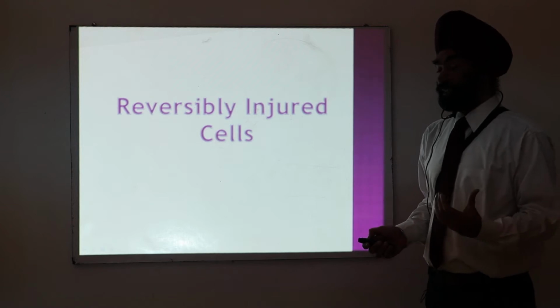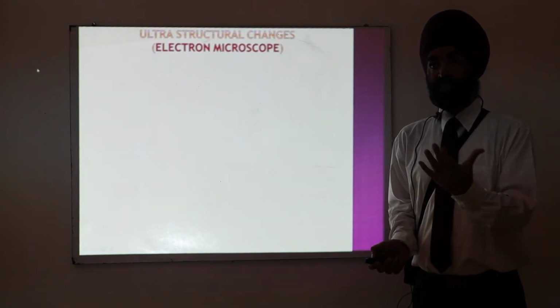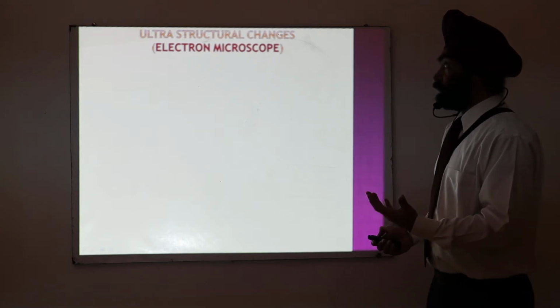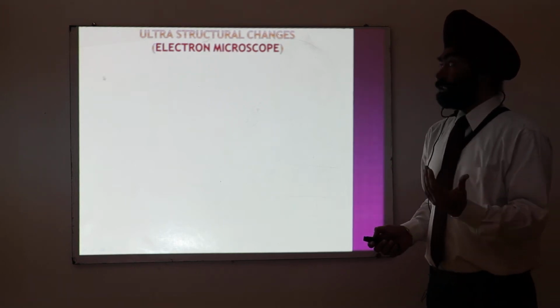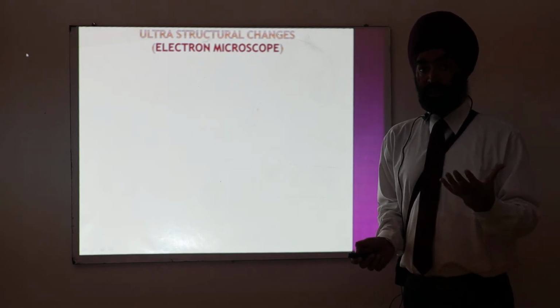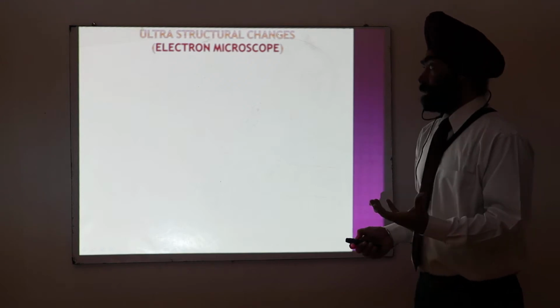First, the reversibly injured cell. What are the morphological changes? Morphological means the structural changes that you can see under the microscope. First of all, I am discussing the ultrastructural changes. Ultrastructural changes mean the changes you see when you look at a cell under an electron microscope. So what happens if you see a cell under an electron microscope?